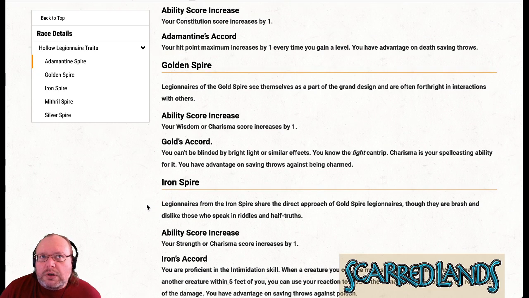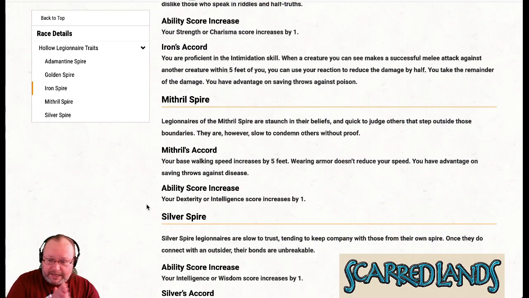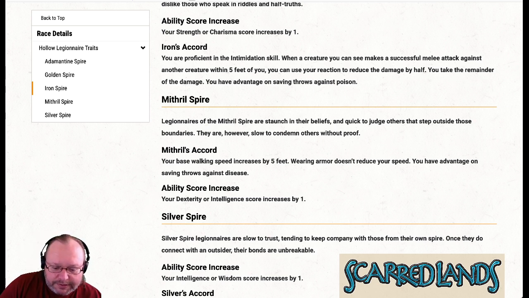For example, the Mithril Spire Legionnaires are staunch in their beliefs, quick to judge others that step outside those boundaries, slow to condemn others without proof. So they're very lawful good types, right? This is how it is. There's right, there's wrong, there's black, there's white. Done, period. End of statement. I'm not going to condemn you unless I know that you've stepped into the wrong. But there is a very clear delineated right and wrong, and you're not going to sway me from that. If that's the personality you want to explore, that's your spire.